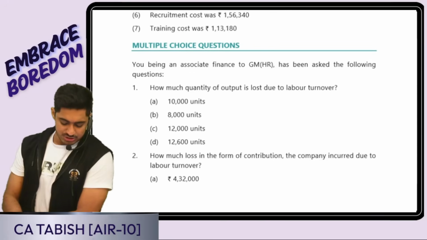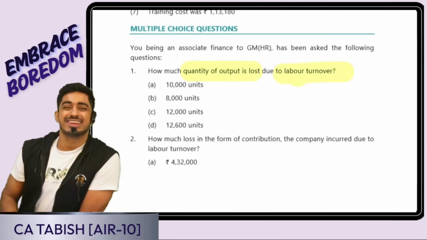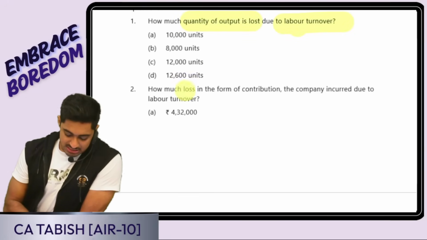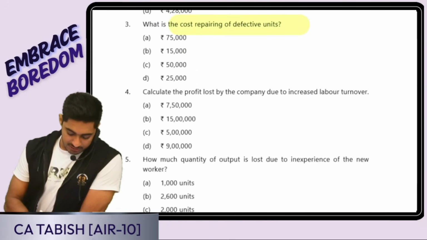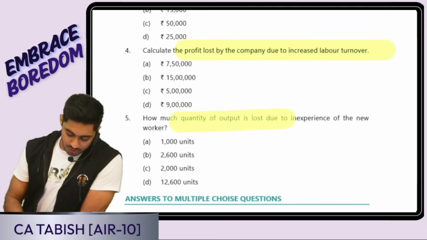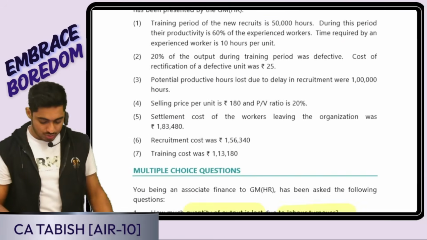Simple GGB question only. First, how much quantity of output is lost due to labor turnover? Regarding labor turnover, how much is the loss in the form of contribution? What is the cost of repairing defectives? What is the total profit lost? How much quantity of output is lost due to inexperience of new workers? Okay, let me try reading the story.